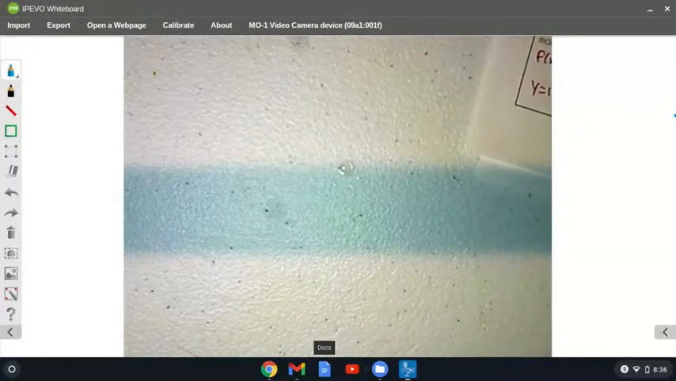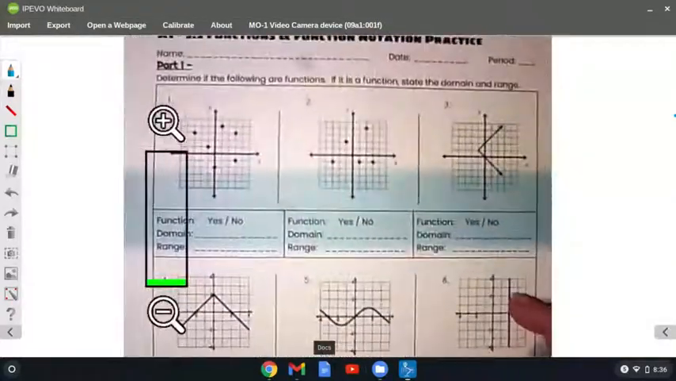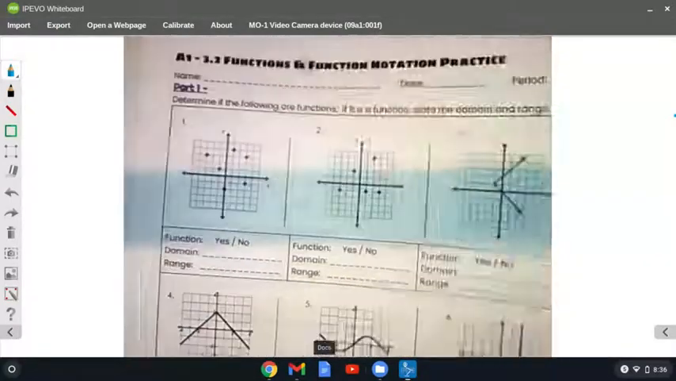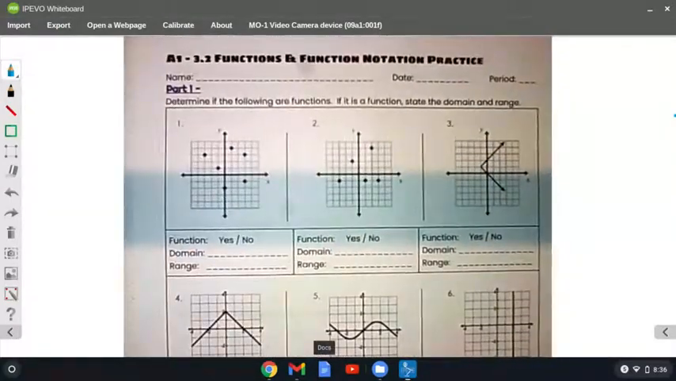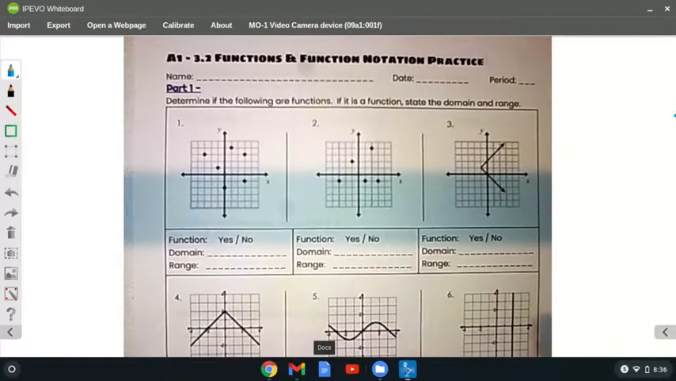Okay, so this is just a little insight into our function notation. Today you're going to work on this packet. I'm going to give you guys until next Sunday night to finish this packet. So if it takes you some time, that's okay. But you want to think about, is it a function, and give me the domain and range.